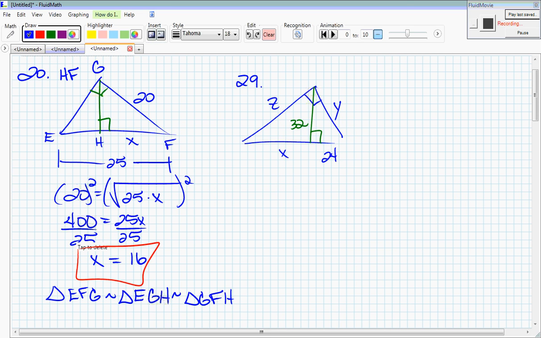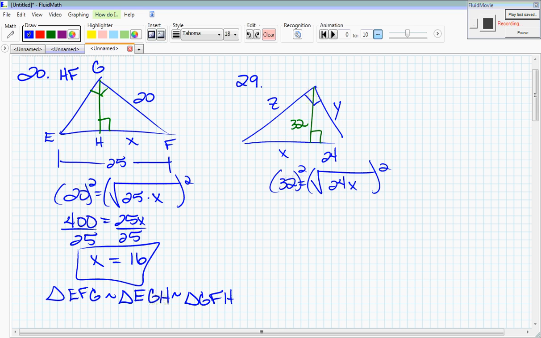For 29, all we have to do is find the value of each variable. We have to use our theorems 9.2 and 9.3. Okay, let's start out with the altitude. This is 9.2. It says the length of the altitude, which is 32, is the geometric mean, which means the square root of the product. Geometric mean of the lengths of the two segments of the hypotenuse, which are 24 and x. To get rid of the square root, we square it.